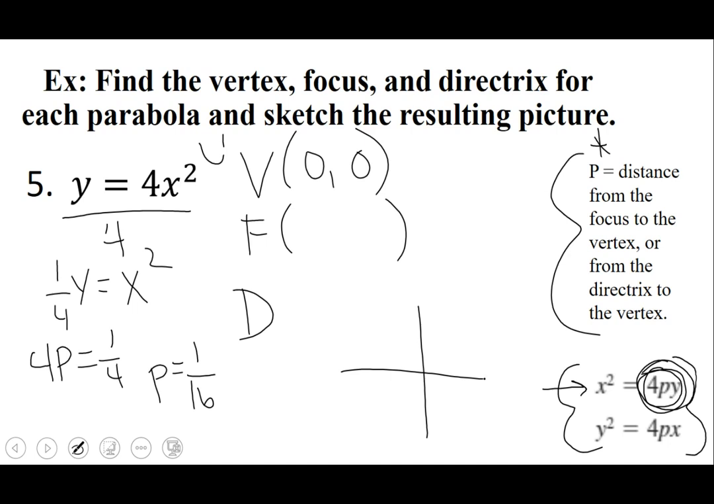We know that there is a vertex point at 0, 0. We know that the graph has to face up. The focus has to be in the same direction that the graph is facing, which means the focus is going to be 1/16 units above the vertex in the positive y direction, which means the focus is going to be at the point 0, 1/16.